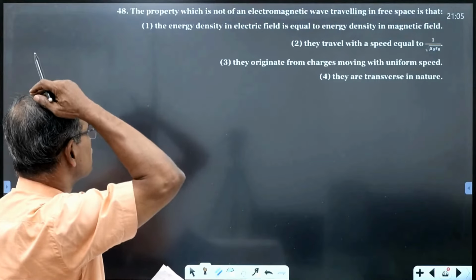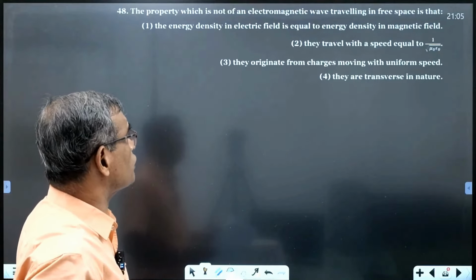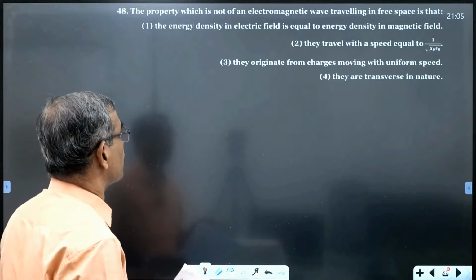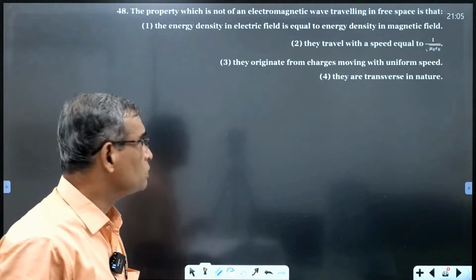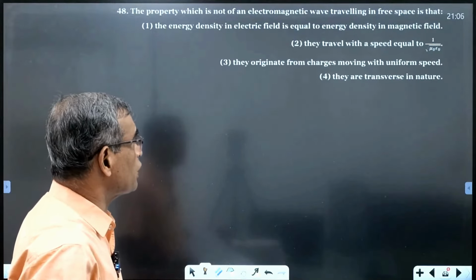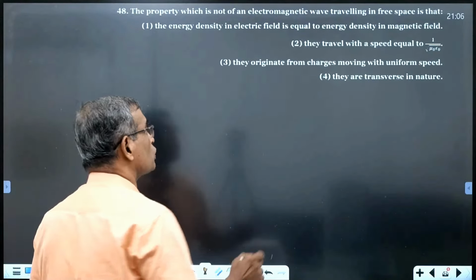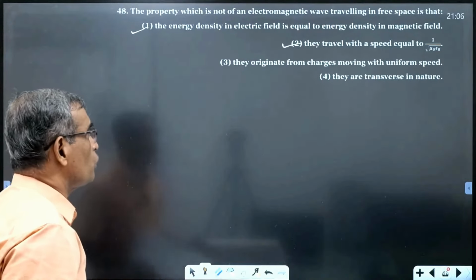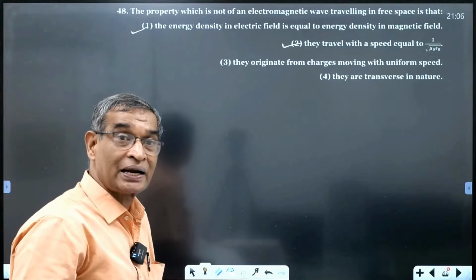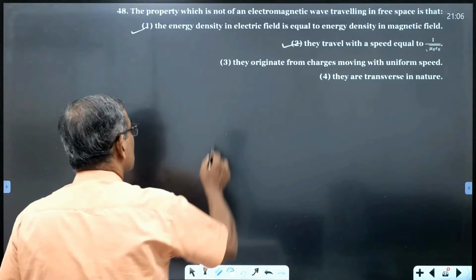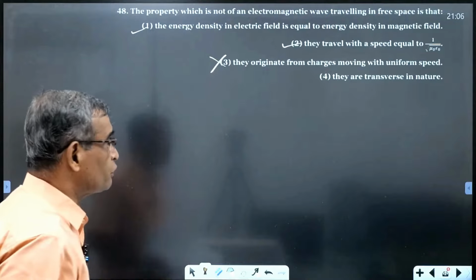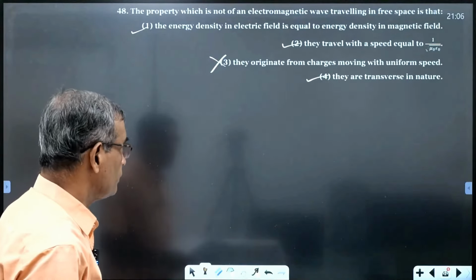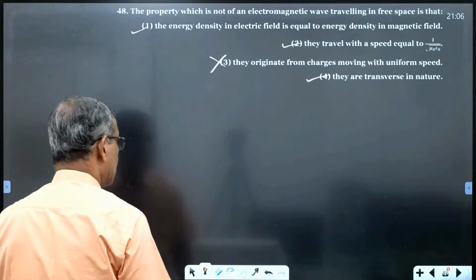48. The property of an electromagnetic wave traveling in free space: energy density of the electric field is equal to the energy density of the magnetic field. That is true. They travel with a speed equal to 1 by root of mu 0 epsilon 0 in free space. That is true. They originate from charge moving with uniform speed. That is wrong. Accelerating charge generates electromagnetic waves. They are transverse in nature. That is true. The wrong statement is option 3. Next.